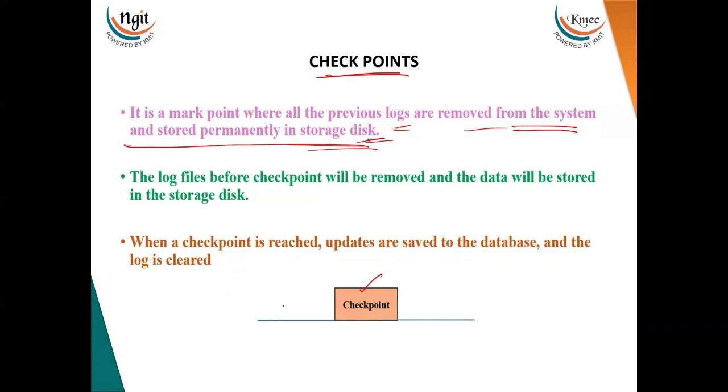Thereby, the log files for that particular transaction are no longer needed, and hence they are removed and the data is stored permanently in the storage disk. That is our first point. The log files before the checkpoint will be removed and the data will be stored in the storage disk. When a checkpoint is reached, updates are saved to the database and the log is cleared.